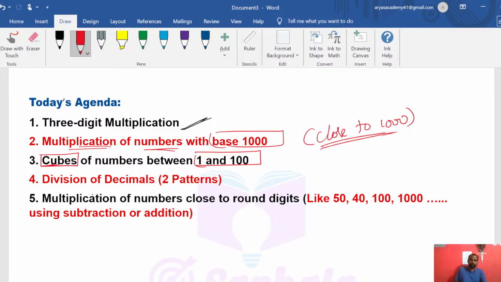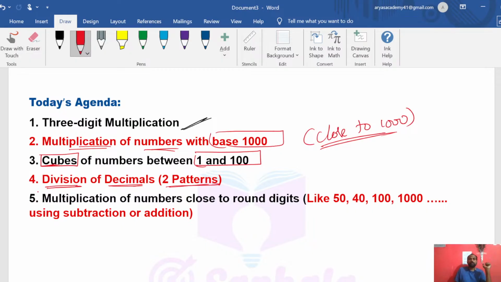Okay. Then we'll be looking at division where the numbers contain decimals. Maybe both the numbers might have decimals or only one number might have a decimal. So there are two patterns actually. We'll be covering those. So division based on decimals.